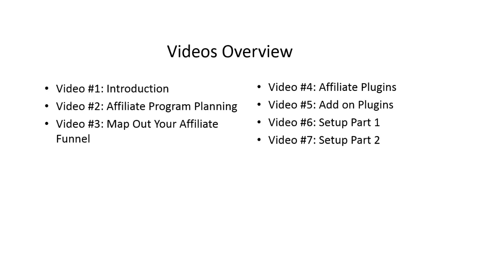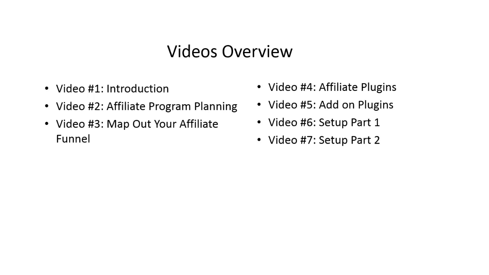Video number 3, we'll talk about how to map out your affiliate funnel. So we're going to take all the information that we planned and brainstormed in video number 2, and we're going to map it out via a flowchart system. You can use a mind map software. You can use anything just to allow you to see the structure.